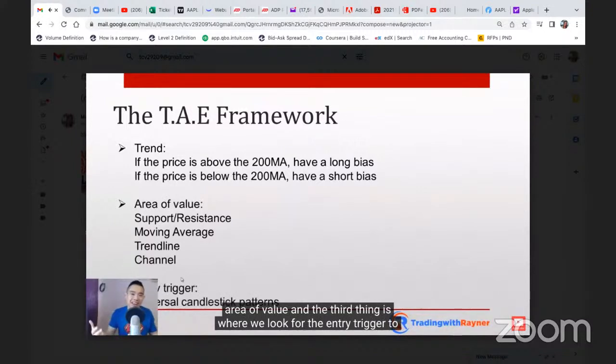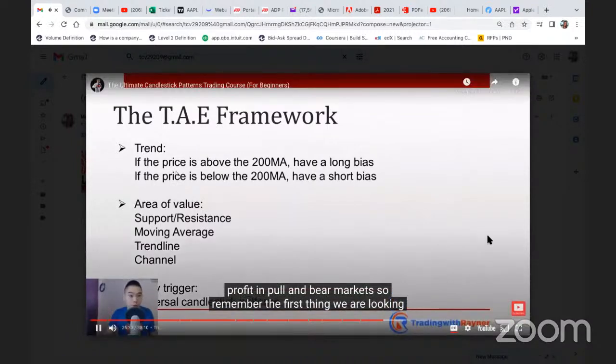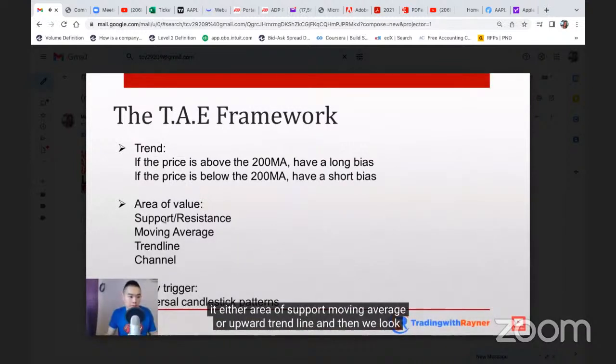And the third thing is where we look for the entry trigger to enter the trade. For example, the candlestick patterns you've seen earlier, engulfing pattern, tweezer tops and bottoms, etc. Now using this framework, we can then formulate trading strategies to profit in bull and bear markets. Remember the first thing we're looking for, the trend. If it's in an uptrend, we will only look to buy, and we'll buy at either an area of support, moving average, or upward trend line. And then we'll look for an entry trigger. The entry trigger will be a bullish reversal pattern, like a hammer, a bullish engulfing pattern, a dragonfly doji, etc.